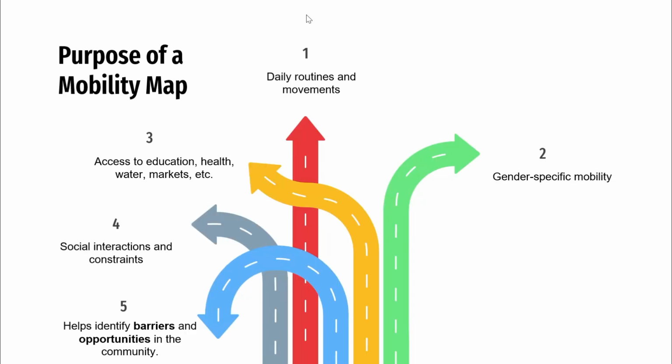So, why do we even need this kind of map? Well, they help us understand things like daily routine or gender-based movement, access to school, healthcare, and water, social interaction, and overall, it gives us a sense of what's easy, what's hard, and what needs improvement in a person's daily life.